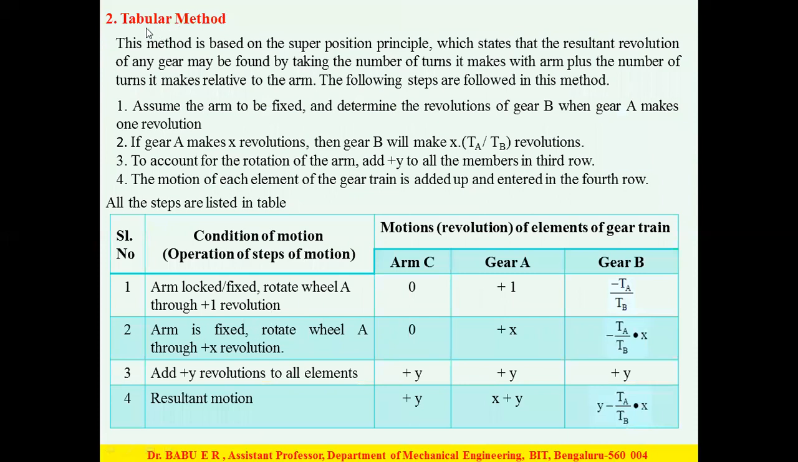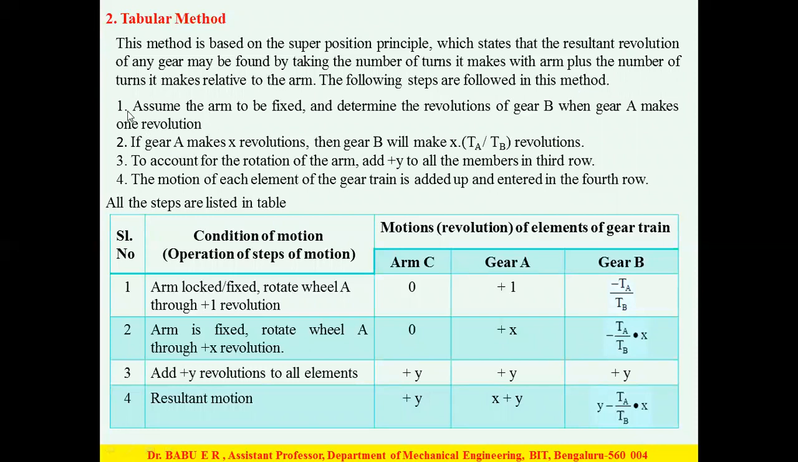Now go to the second method, that is the tabular method. This method is based on the superposition principle, which states that the resultant revolution of any gear may be found by taking the number of turns it makes with the arm fixed plus the number of turns it makes relative to the arm. The following steps are followed in this method. We have four basic steps.